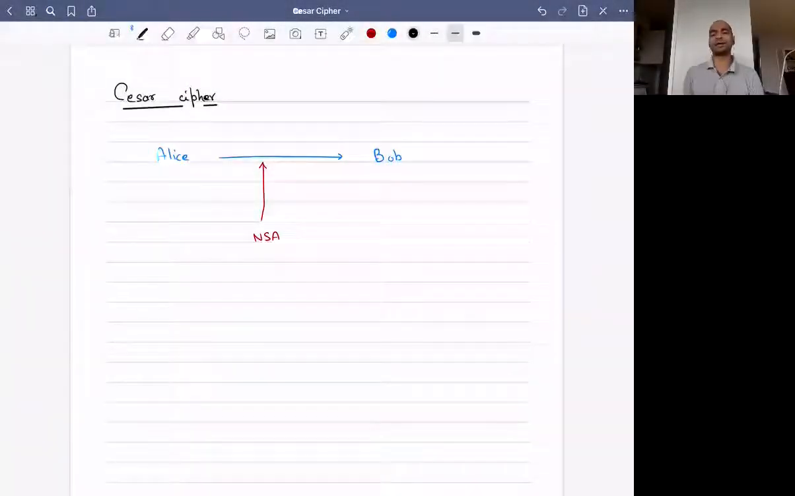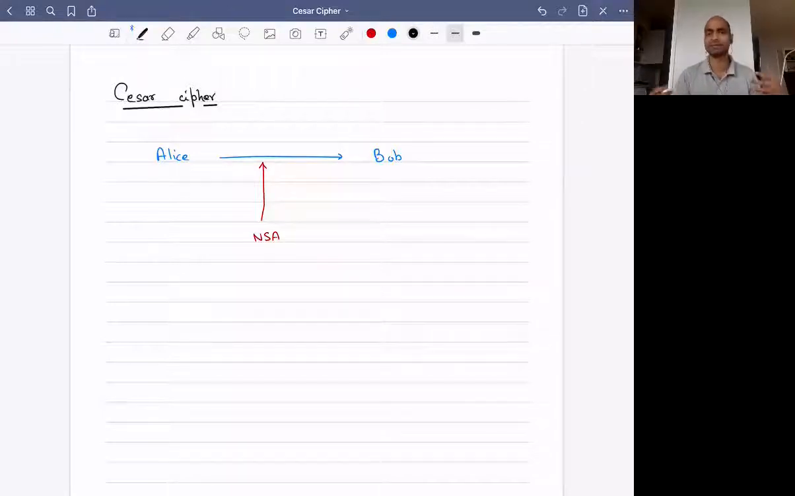We'll now look at a very simple form of a crypto system called the Caesar cipher. So the setup in all of cryptography is the following. You have, let's say, two people, Alice and Bob, and Alice wants to send Bob a message. But there is an adversary, a third party, let's say the NSA, or if you prefer China or Russia, who can eavesdrop. So they can see all the messages that are going out from Alice's device to Bob's device.